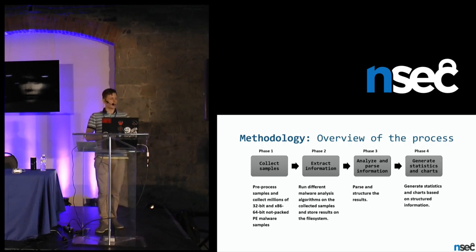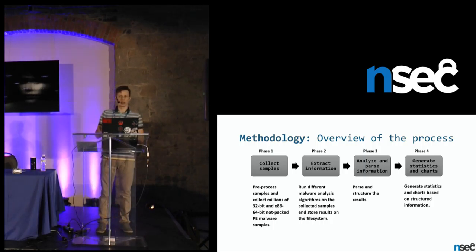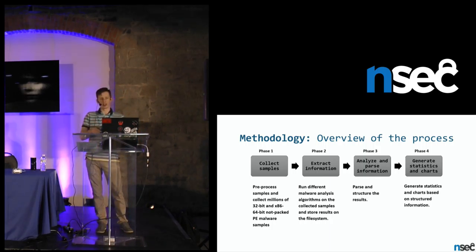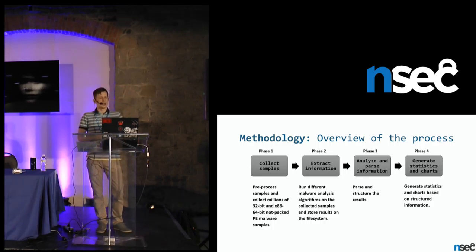And here is the brief overview of the methodology and of the process. So we started with pre-processing. We take our samples from open sources and started to filter them out. We filtered out everything that's not 32 or 64 bits or non-packed malware. And I think in the input we have almost 8 million samples.